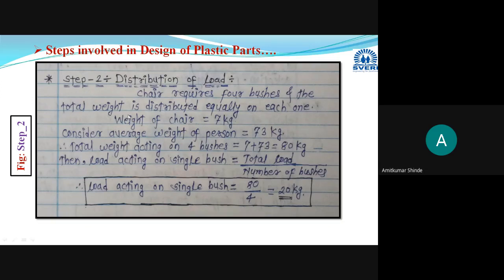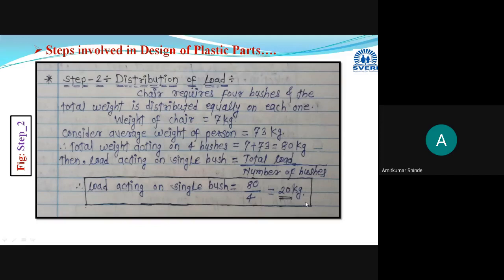You can write step 2 as distribution of load. Then write number of bushes is 4. Weight of chair 7 kg. Consider the average weight of a person 73 kg. Then total weight acting on 4 bushes, that is weight of chair plus weight of person, comes to 80 kg. And the load acting on a single bush is total load divided by number of bushes, 80 by 4, which comes to 20 kg. That is, the load acting on a single bush is 20 kg.